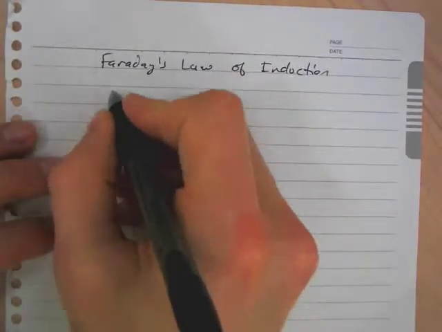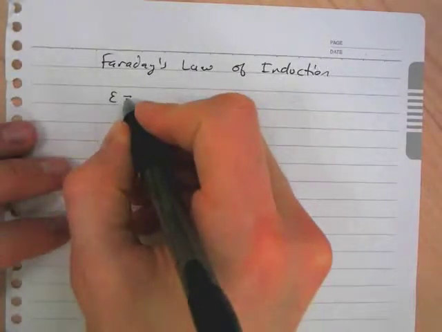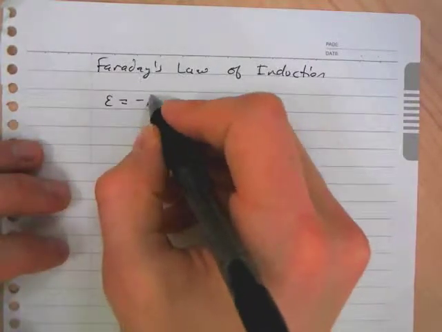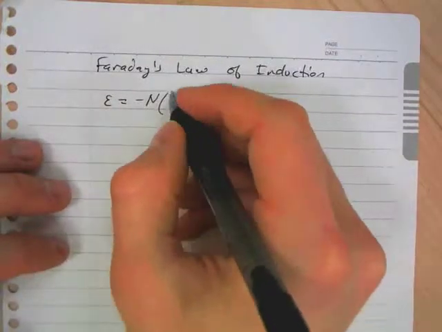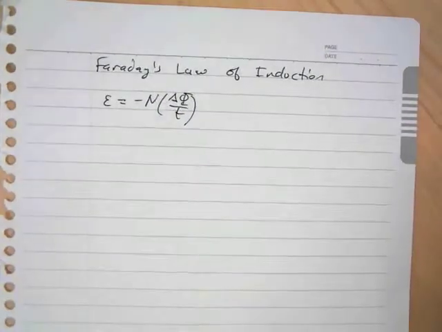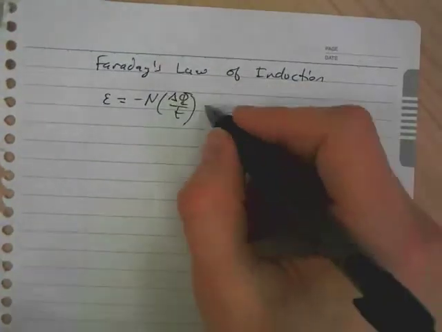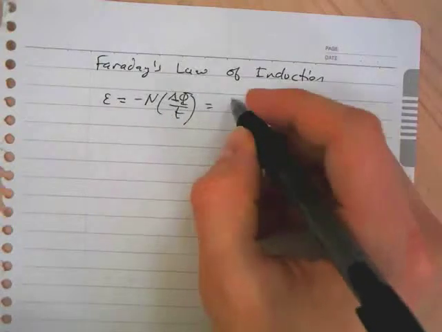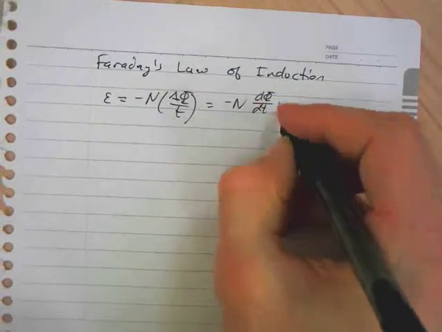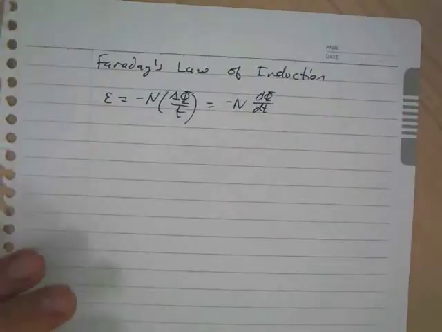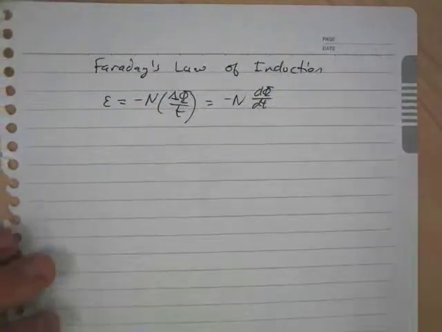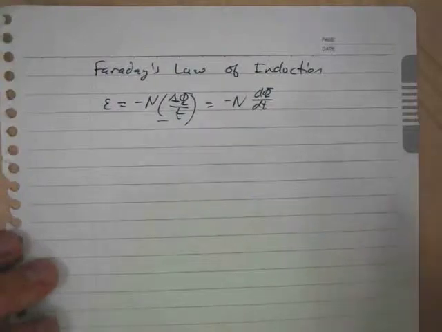So the EMF in that secondary circuit, as it turns out, the formula for it looks like this. We have minus N delta phi over t. In actuality, it's a derivative. It's a d phi by dt. But we're only going to be dealing with things whose rate of change is constant, so the delta phi over t will work out just fine for us.